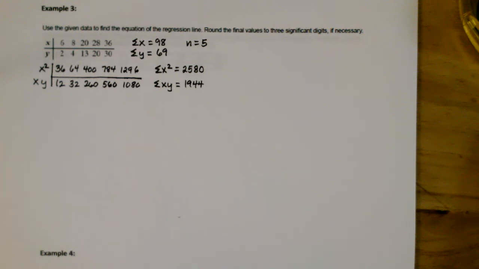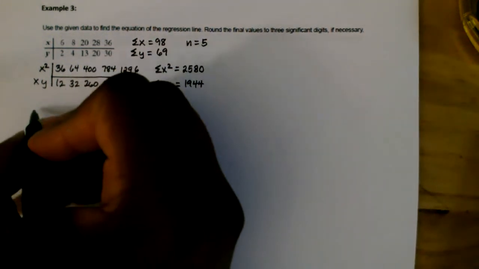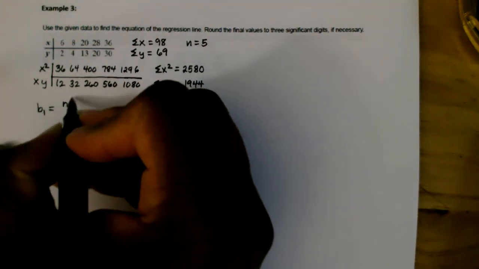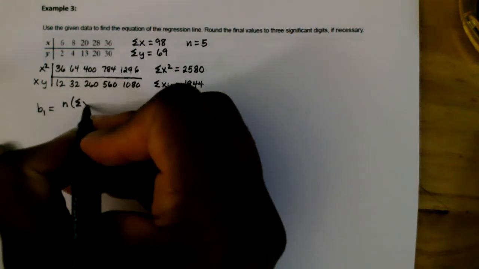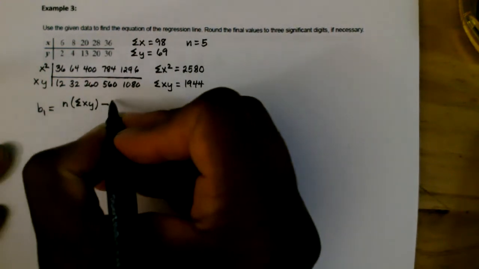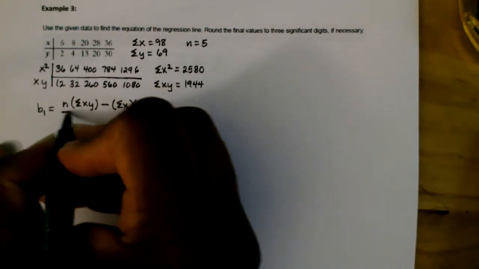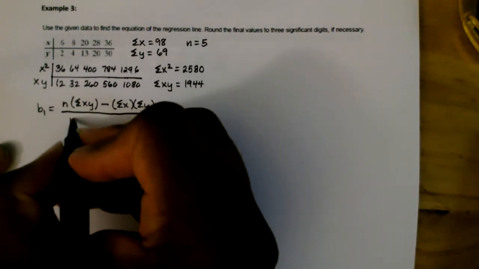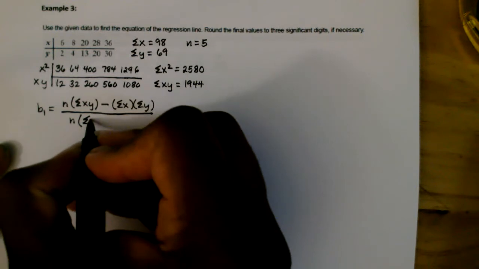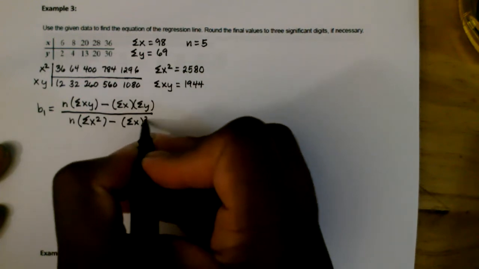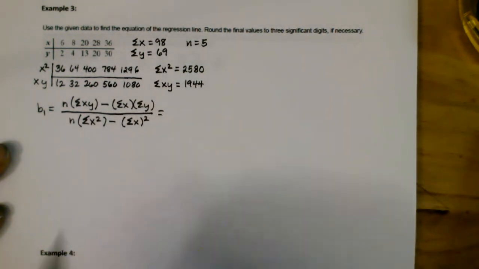So this is what's going to help me, in this case, find B1. And B1 is this: n times the sum of your x times y minus the sum of the x times the sum of the y, that's the numerator, all divided by n times the sum of the x squared minus the square of the sum of the x. So we're going to substitute all of these values into this formula here for B1.